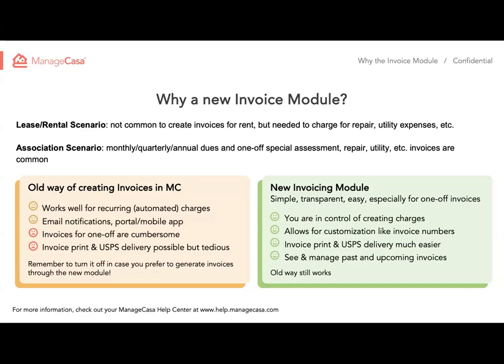So how did we do this until today? The old way in Managed Casa allows you to create invoices. And it works well for recurring automated charges. You can send email notifications. People see their charges in the portal or in the mobile app. But if you want to create an invoice for one-off events, it's a bit cumbersome. And if you want to print an invoice or if you want to send an invoice with the US Postal Service in the US, it's possible, but it's not the most convenient way of doing this.